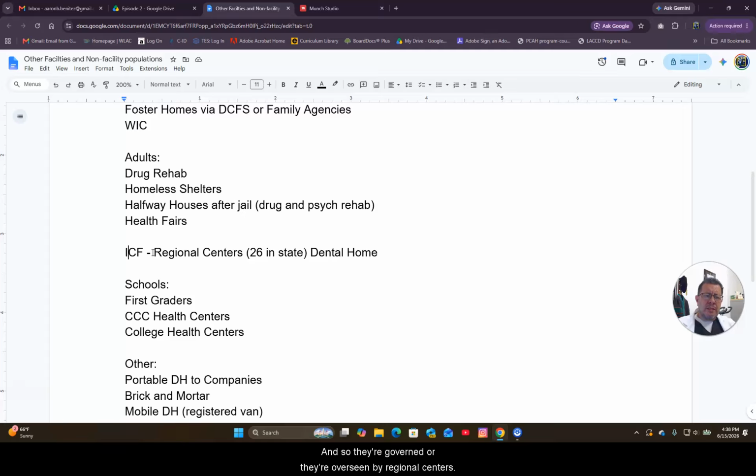And so they're governed or overseen by regional centers. And in case you didn't know or don't remember from your program, there's 26 in the state, and they're considered dental homes. And you have pretty much in every county one. Okay. I like to show off, and just Governor Ronald Reagan in 1969 was the one that signed this into law. Okay. And so regional centers will usually have RDHAPs as vendors.